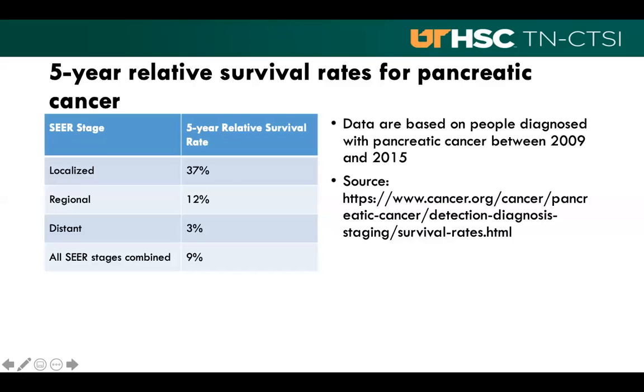And for those who have only regional expansion of the cancer and no distant metastasis, the survival is a little better, about 12%. In localized pancreatic cancer, the 5-year relative survival rate is about 37%. This is data based on people diagnosed with pancreatic cancer between 2009 and 2015, and it's taken from cancer.org.